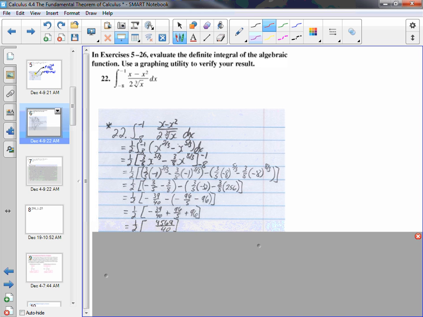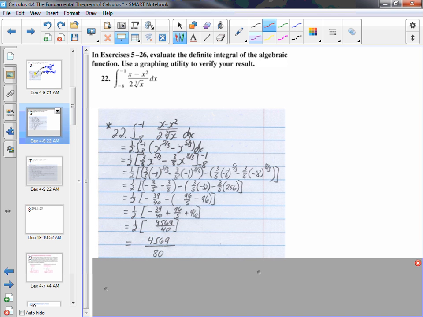So, yeah, batteries helps. So negative 39/40 plus 96/5 plus 96 is, and you probably guessed it, 4,569/40. And we still got to take half of that. So 4,569/80 is our final answer.